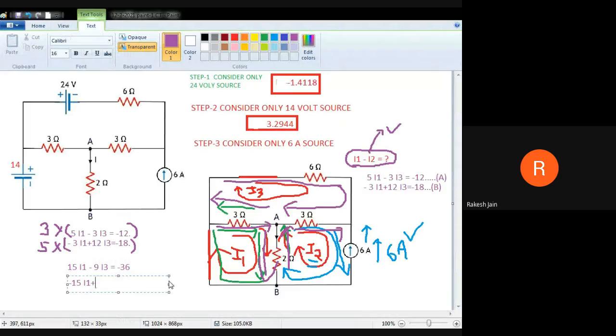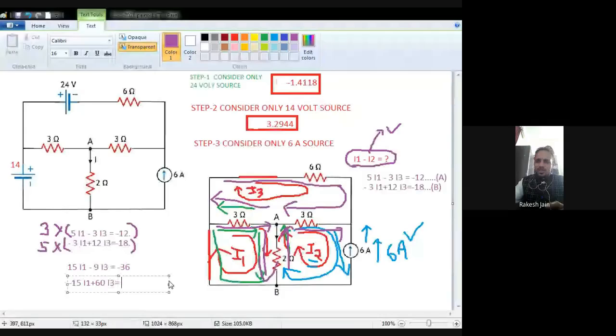Here only minus 3 I1 is there. So minus 3 I1. Okay. How many I2 are there? Minus 3 I2 is there. Minus 3 I2. Okay. How many I3 are there? 6 I3, equation number third. This is equation number.